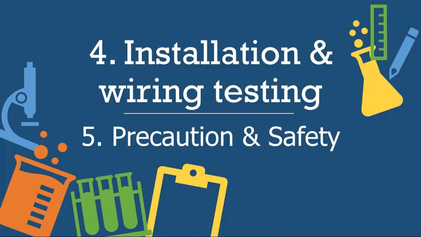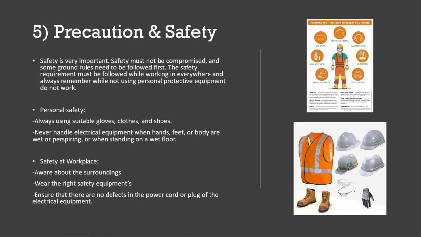Now, number 5, precaution and safety. Safety is very important. Safety must not be compromised, and some ground rules need to be followed first. The safety requirements must be followed while working everywhere, and always remember, without personal protective equipment (PPE), do not work. Personal safety.